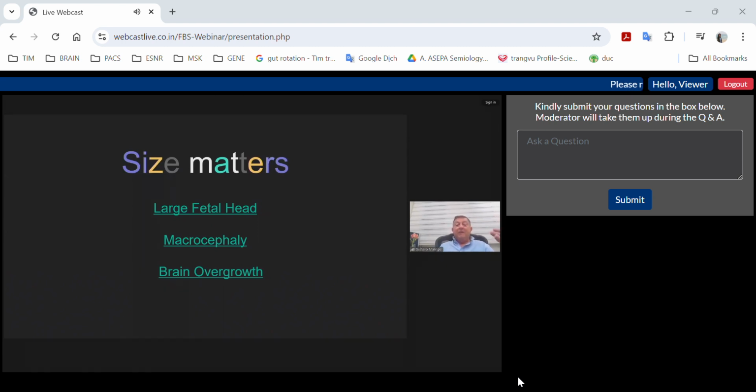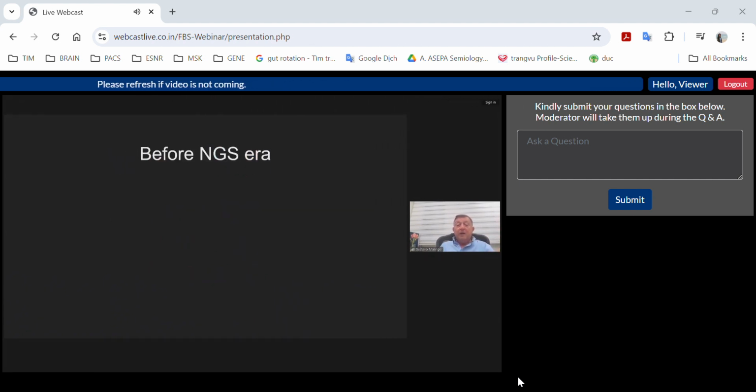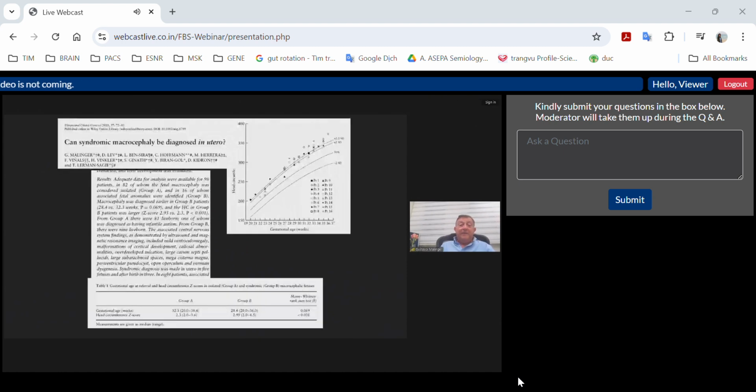Now we go to large, and size again matters, because we have three different conditions. You may have a large fetal head, as I told you before and showed you, and a completely normal person. You may have macrocephaly or brain overgrowth.